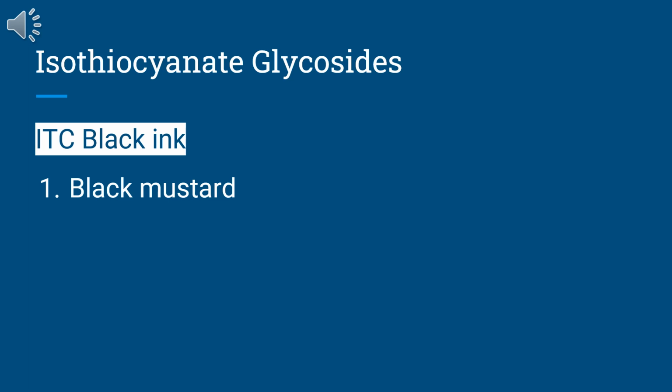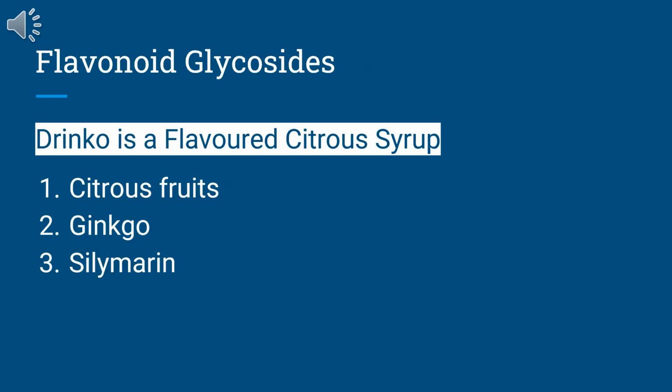Next is isothiocyanate glycosides. It can be remembered with the code ITC black ink. ITC is a brand name. I for iso, T for thio, C for cyanate. ITC denotes isothiocyanate. Black ink denotes black mustard. Black mustard is an isothiocyanate glycoside.